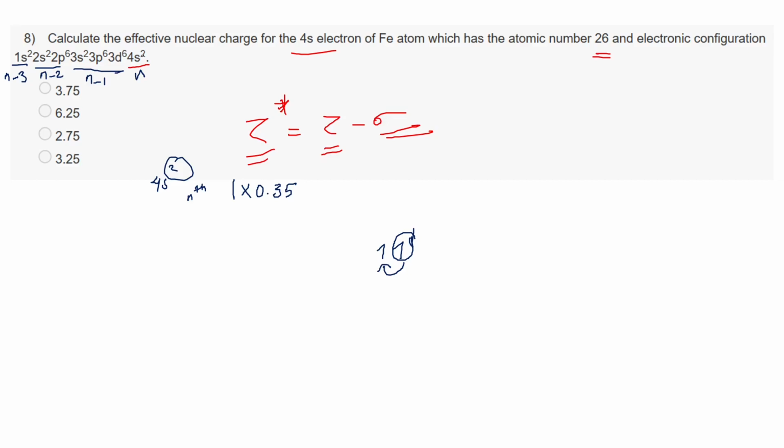Like if we are looking at 4s2, we'll take one electron. Then if you're looking at 3d6, we'll take one electron. The rest will be interacting with the rest of the 5 electrons, right?